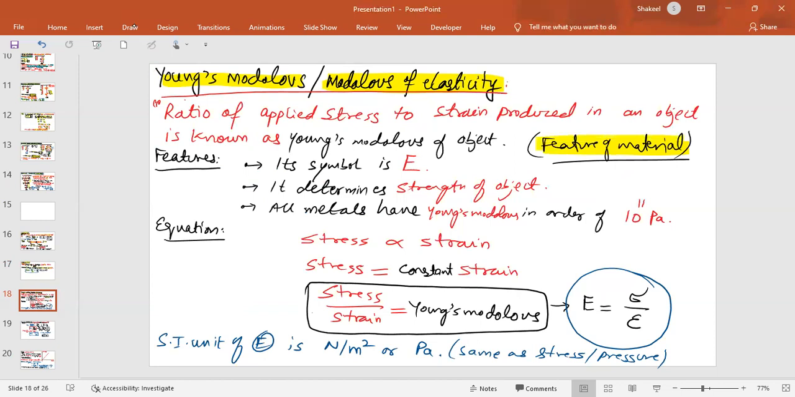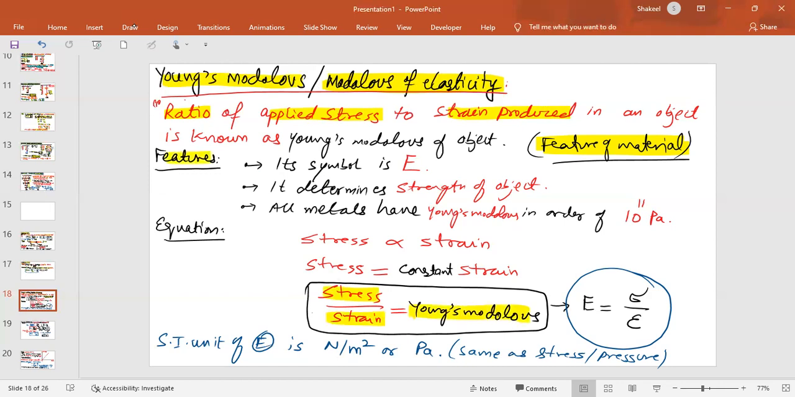Similarly, Young modulus of any material is the same. It is not dependent upon any dimensions of the object. It just depends upon the material. As long as the material is the same, Young modulus should be the same. So how do we define it? It is the ratio of applied stress to strain produced in an object. That's quite simple: it is stress divided by strain.